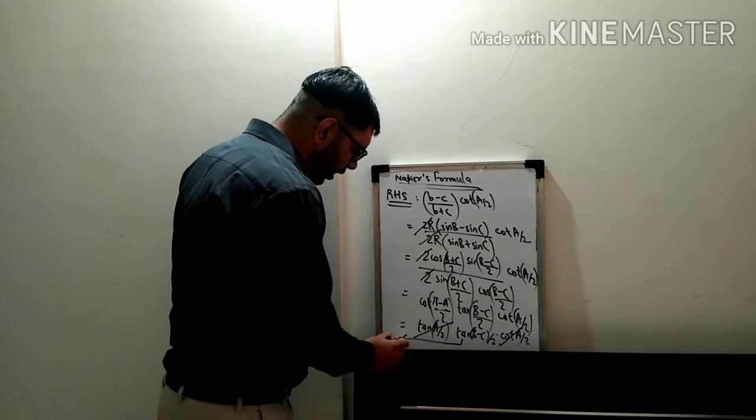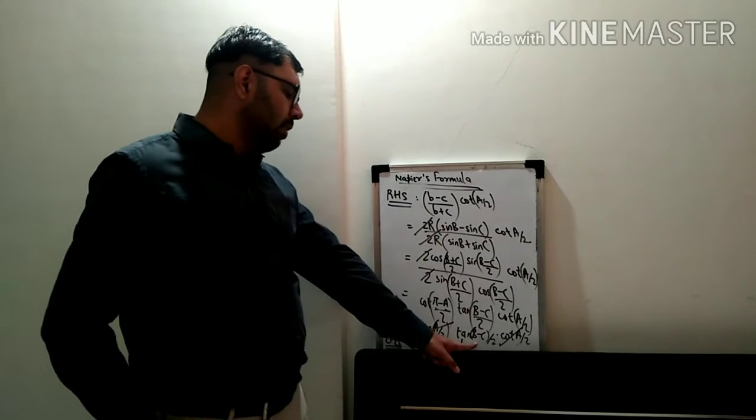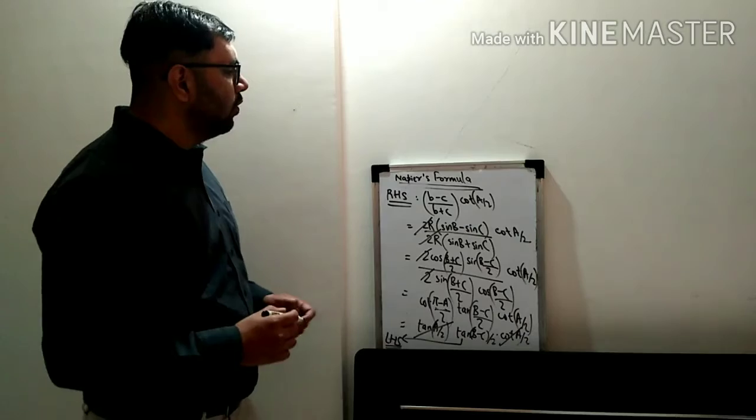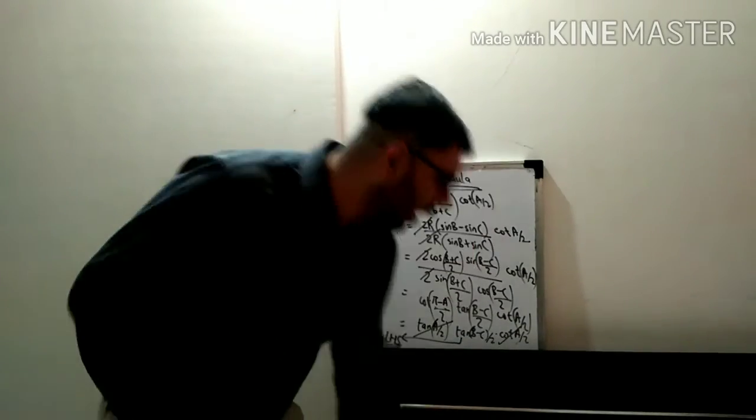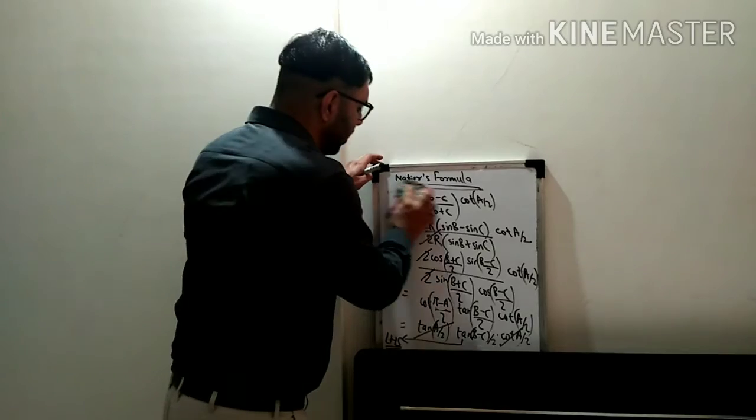That is what was the left hand side. So tan of (B minus C)/2. So this is how you prove Napier's formula. Similarly, we can prove it using the other two angles also.